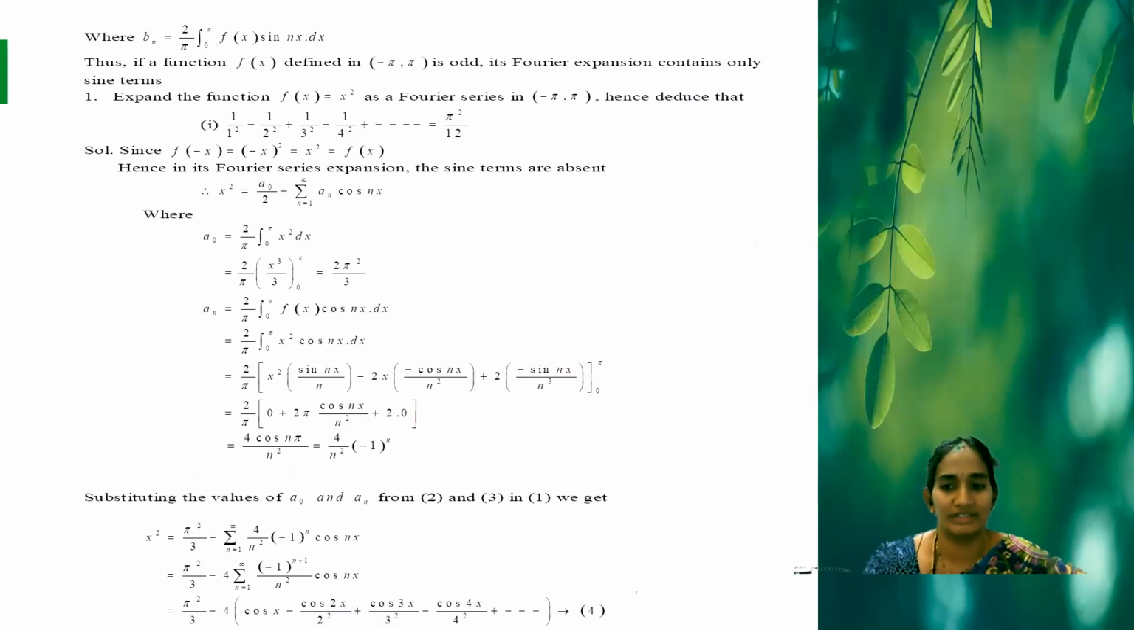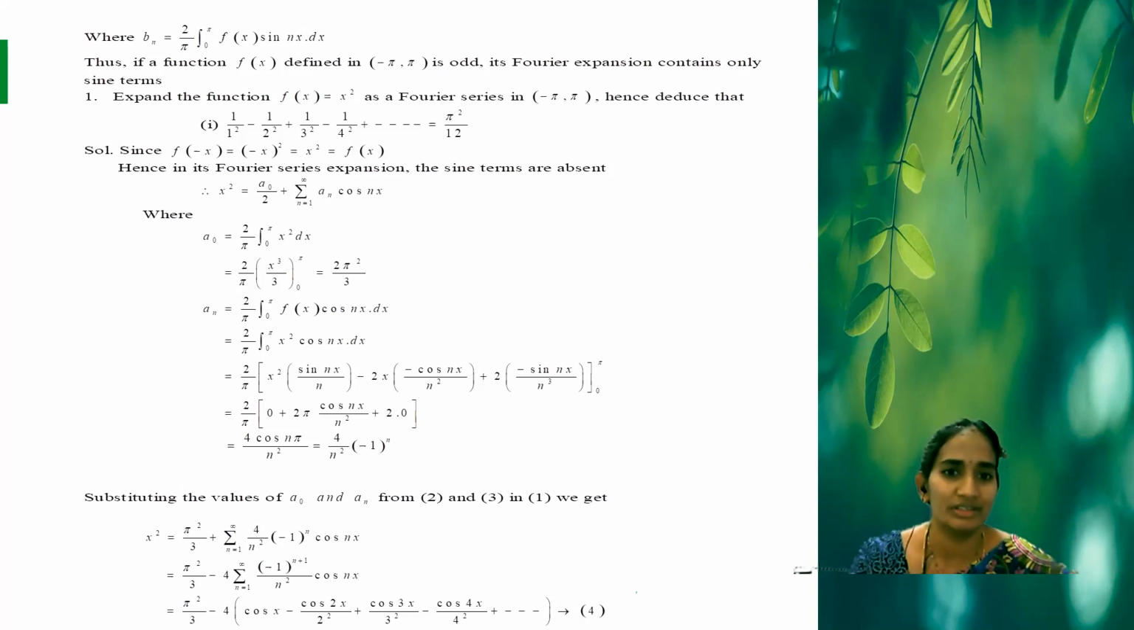So now we are seeing examples of even and odd functions in Fourier expansion. Listen to your question. Expand the function f of x equal to x squared as a Fourier series in minus pi comma pi. Hence deduce that 1 by 1 squared minus 1 by 2 squared plus 1 by 3 squared and so on equals pi squared by 12. Okay, this is your function.